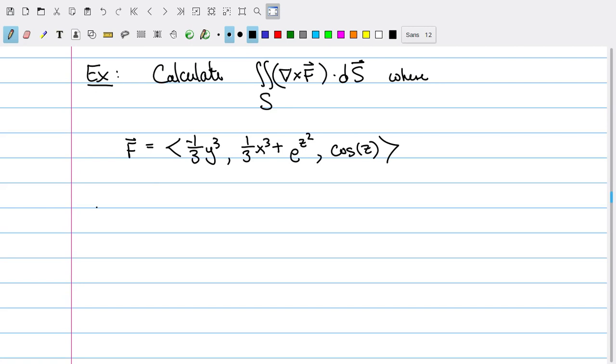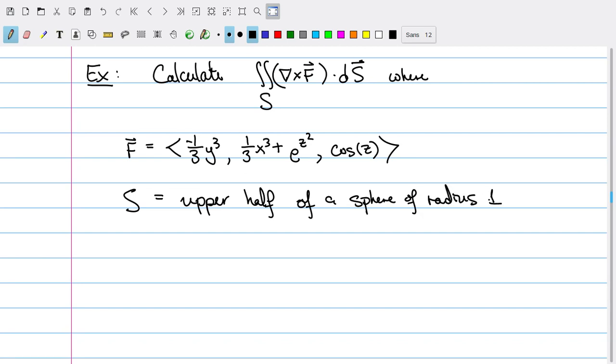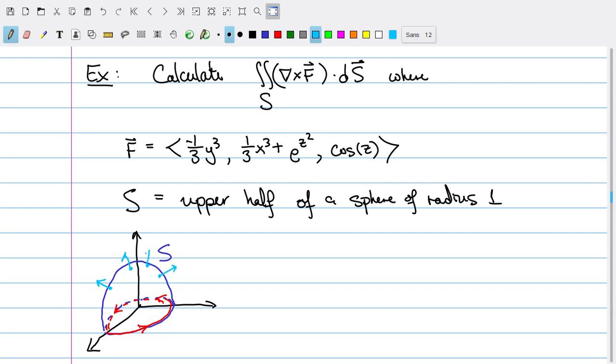For example, let's think about calculating the double integral over S of the curl of f dot dS, where f is this vector field, and S is the upper half of a sphere of radius 1. So here's S, and in red here's the boundary curve. And let's give everything the usual upwards orientation, so that the orientation of the sphere is outwards like this. Since the problem didn't specify, this is just a choice that we're going to make.